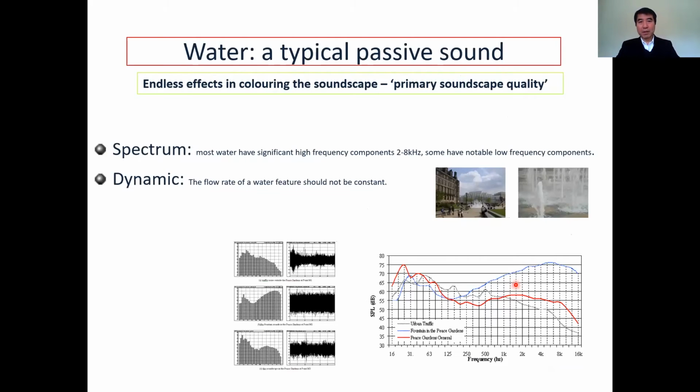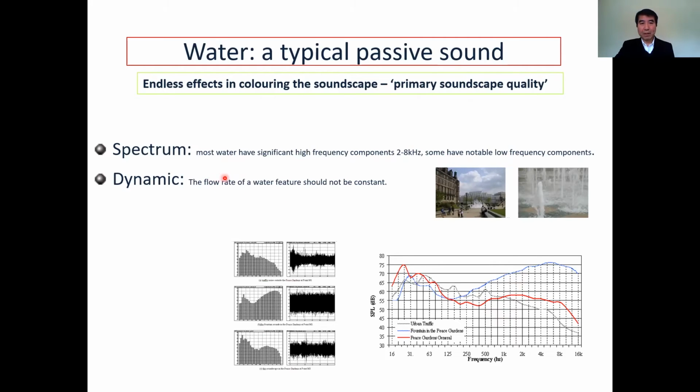And water is a typical passive sound. It's just like foliage in landscape design. Water in soundscape design is a kind of primary soundscape quality. Normally, the spectrum, as you know, of water is at higher frequencies, but some do have a notable low frequency component. I'll give you some more examples on the next slide.